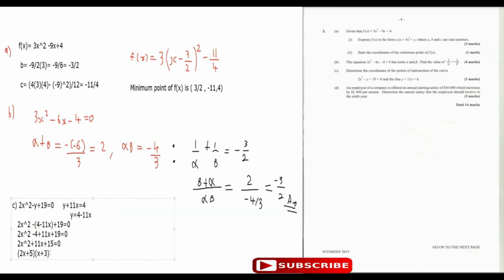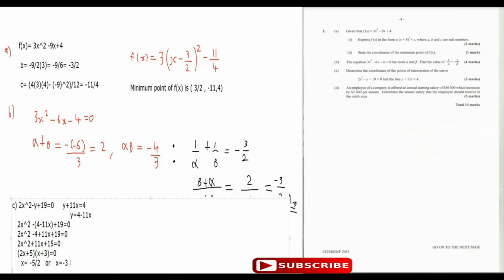Okay, this should work. Yes, this is how we factorize it. This times this gives us a 2x squared. This gives us 6x, 11x. So this is now factorized. And so what we're getting then is x is equal to minus 5 over 2, or x is equal to negative 3. So now that we know what x is, we can also find what is y.